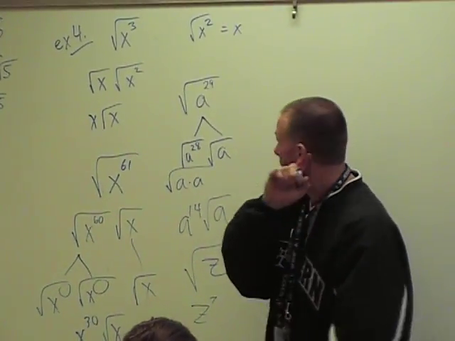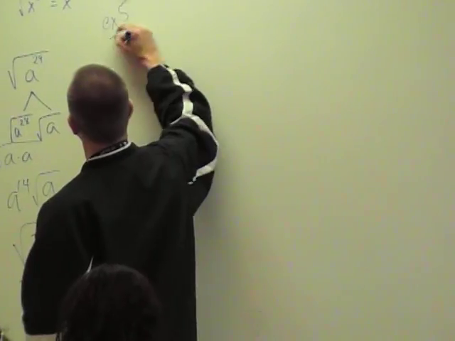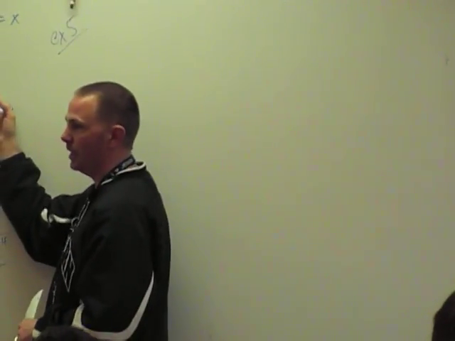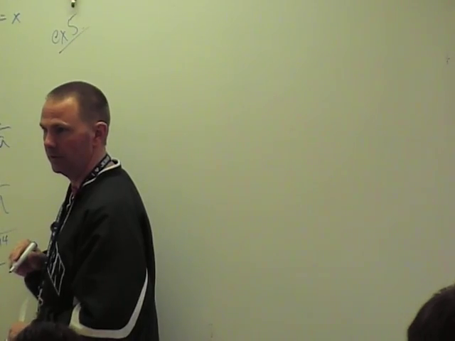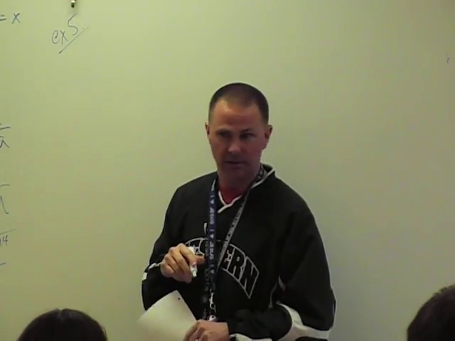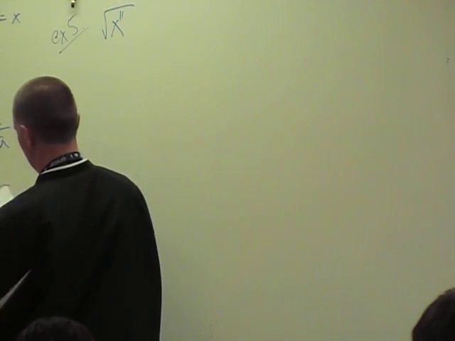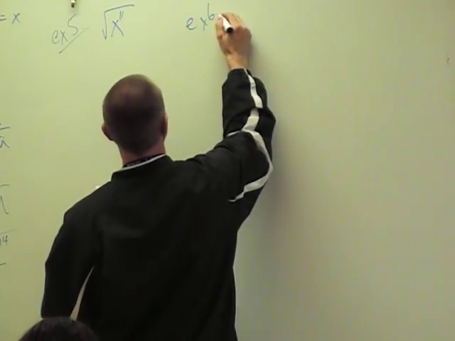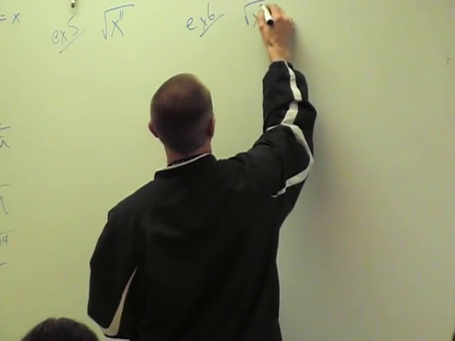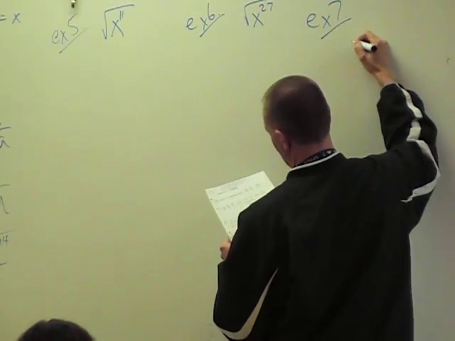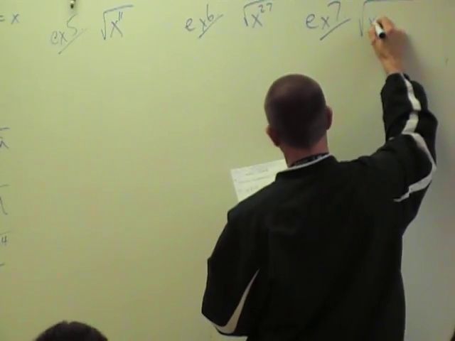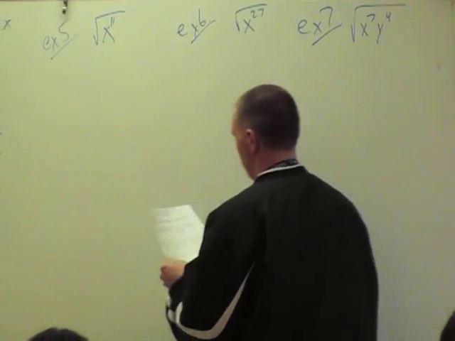Okay? Alright, example 5. So that's variables, don't screw that up. So if you have an odd number, take 1 and leave it under the radical. Okay? Alright, what do you say? Square root of x to the 11th. Do it. Example 6. Square root of x to the 27th. Example 7. Square root of x to the 7th, y to the 4th. Do those three. And I'll write the answers down here in a second to see how you did.